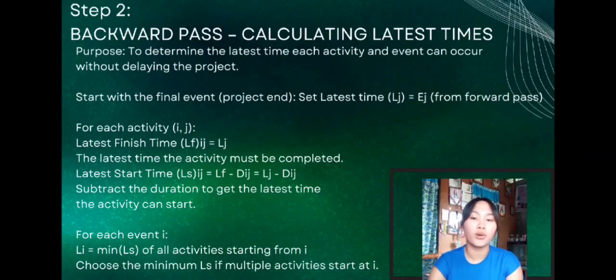So let's have an example. A has ES equals 0, TE equals 2, and EF equals 0 plus 2 equals 2. And B has ES equals 2, TE equals 3, and EF equals 2 plus 3 equals 5. And the other path is E, where ES equals 0, TE equals 1, and EF equals 1, and F has ES equals 1, TE equals 1, and EF equals 2.